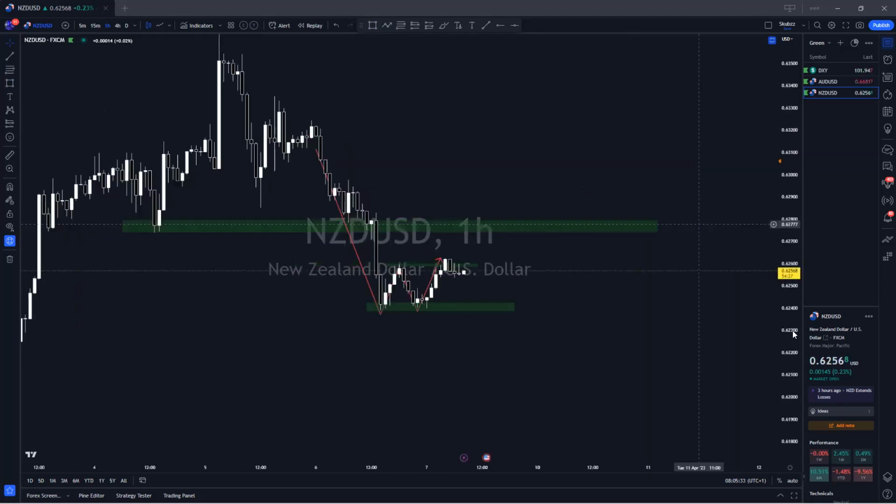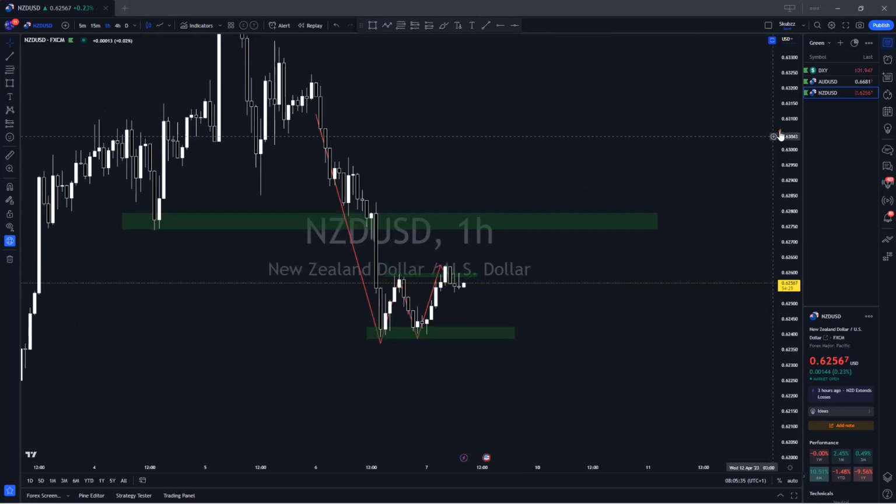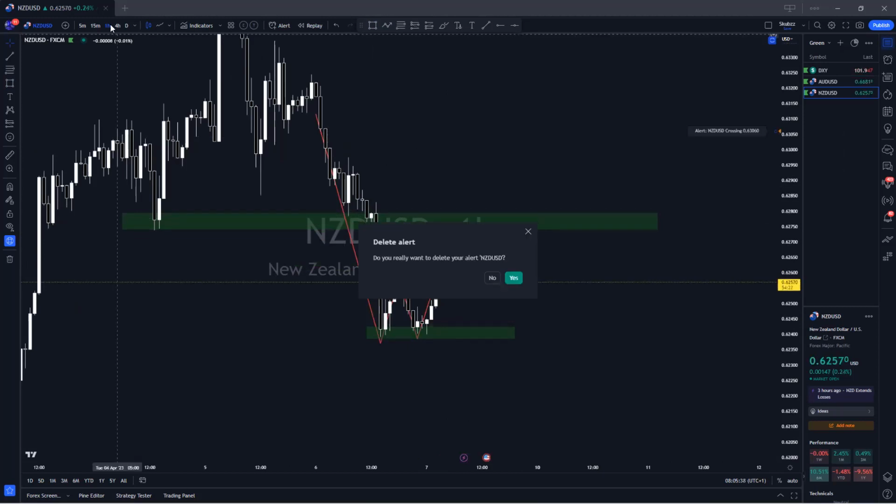So guys, is there any other pair you guys want us to take a look at before we go? I've looked at all my pairs.